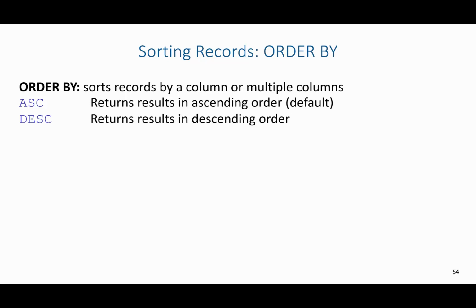In this video, we're going to go over sorting records using the ORDER BY clause. ORDER BY allows us to sort by a single column or by multiple columns. And there are two options for sorting. First is ASC, which sorts the results in ascending order, which goes from negative infinity to positive infinity, or from A to Z. Or we can sort in descending order using DESC, which goes from positive infinity to negative infinity, or from Z to A.